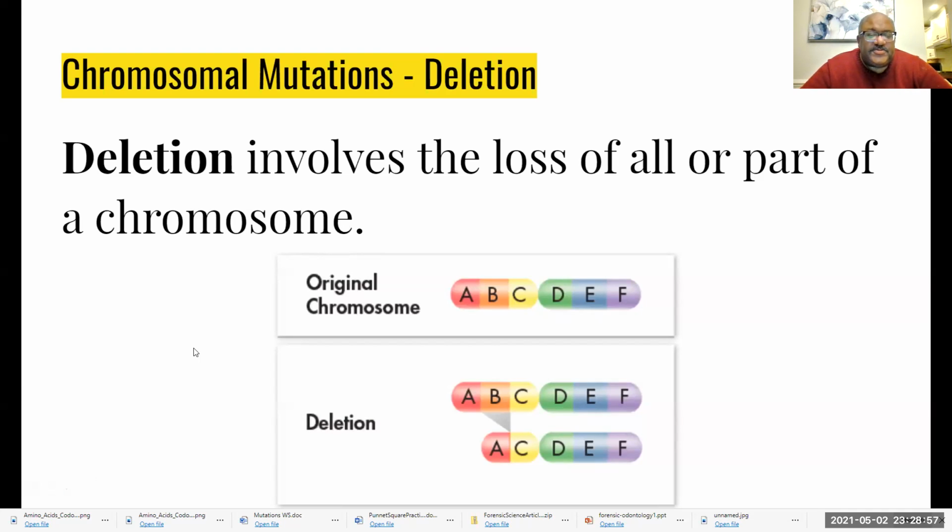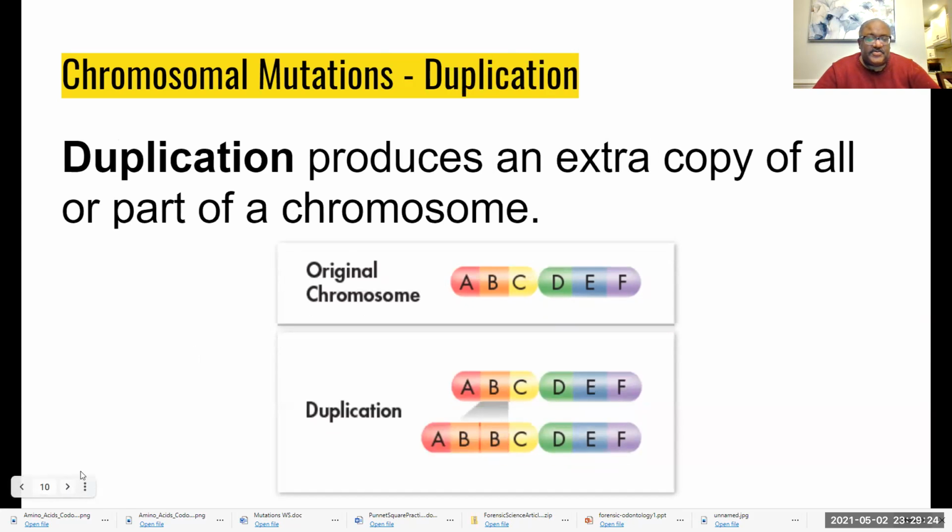And just to be a little more specific, you guys probably get this. Deletion involves the loss of all or part of a chromosome, okay? And like I said, you've got 46 chromosomes. Every one counts for a certain function. So if it's altered in any way in terms of the genetic code, bad things can happen, or things that are not supposed to happen. We kind of went through this before.